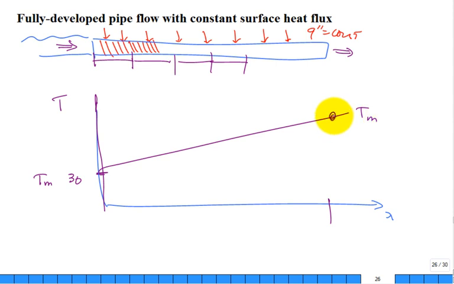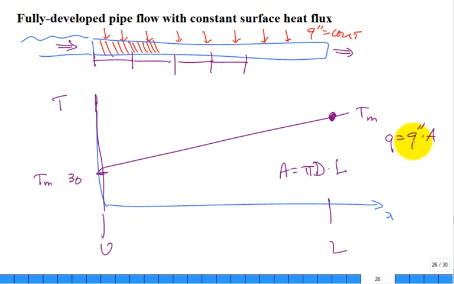Somebody says, can you calculate the exit temperature, Tm at the exit? Sure. You would do an energy balance, conservation. You'd basically say, how much area do I have? The area would be pi d times L, from 0 to L. Multiply that by q double prime. So q is equal to q double prime times that area. That's how many watts are coming in.